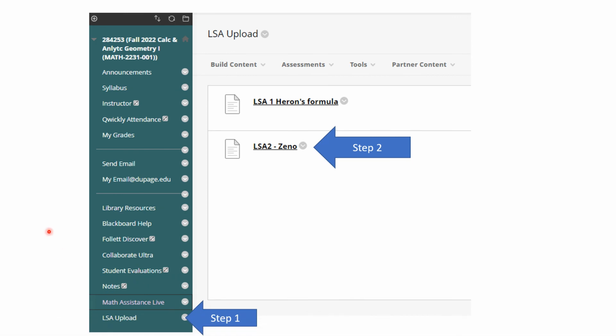Last but not least, there were some students who were unclear about how to turn things in. So you go to our Blackboard shell, you go to LSA upload. Your step 1 is you click there, and that brings you to this area, and you will do a PDF upload to this. This will be your step 2 for the Zeno problem. You only get one chance to do this, though, so just take your time and do it right, please.